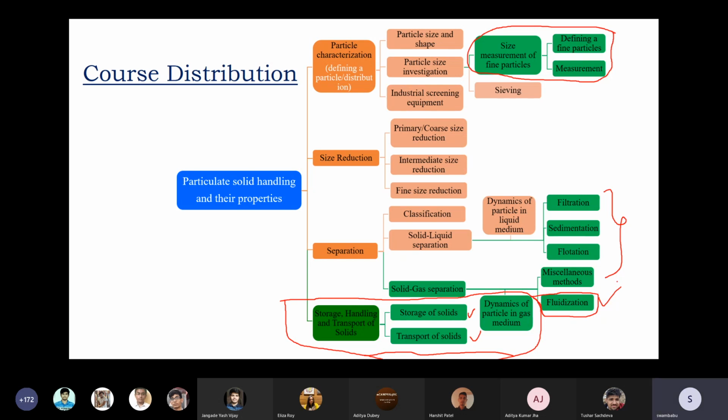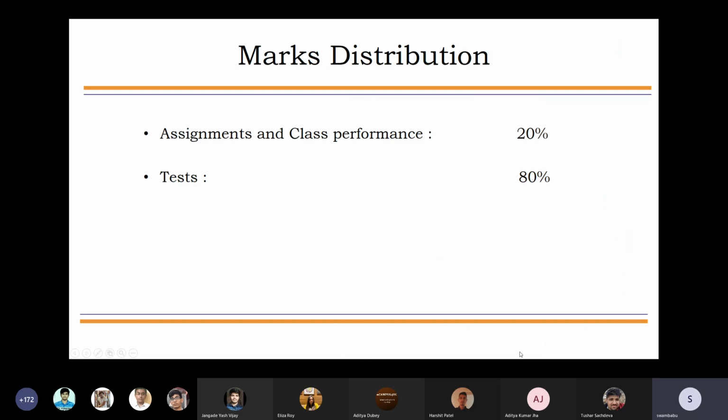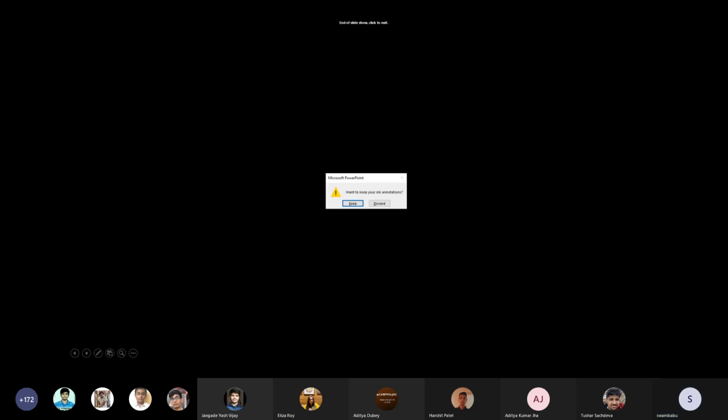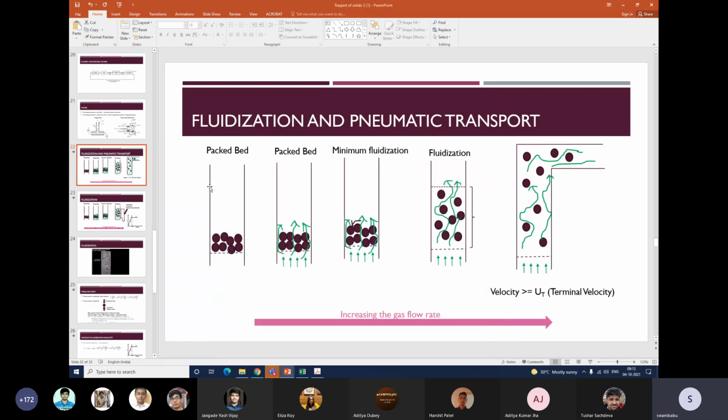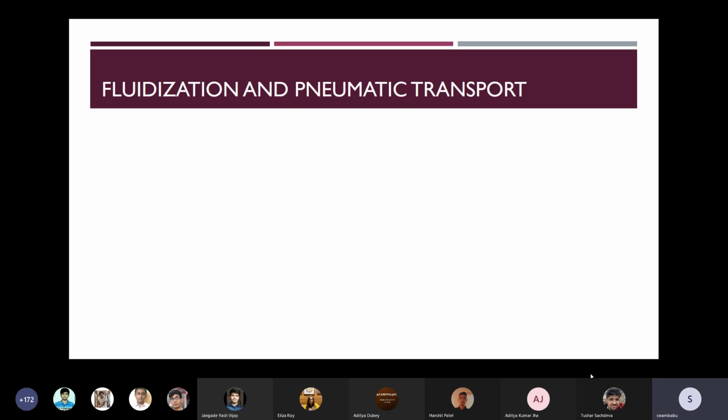All right, so that's the place where we are standing. I have talked about these parts already: storage, transport, and dynamics of particles in gas medium. Today we are going to discuss fluidization. I already mentioned what fluidization is, and what the difference is between pneumatic transport and fluidization. I have already explained, but let me recapitulate that part again.